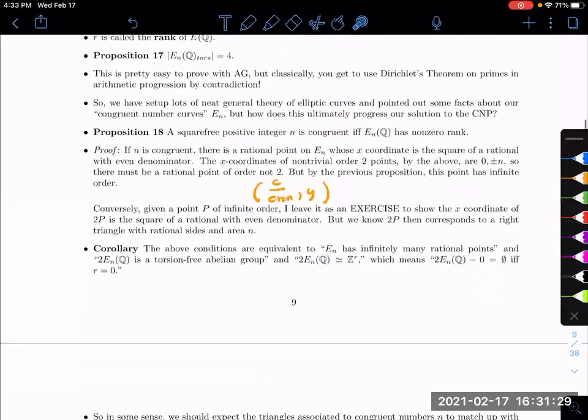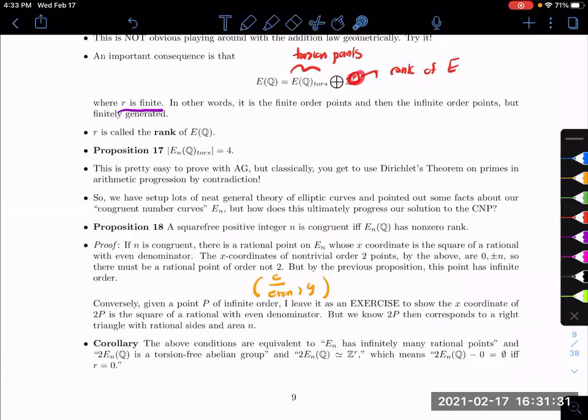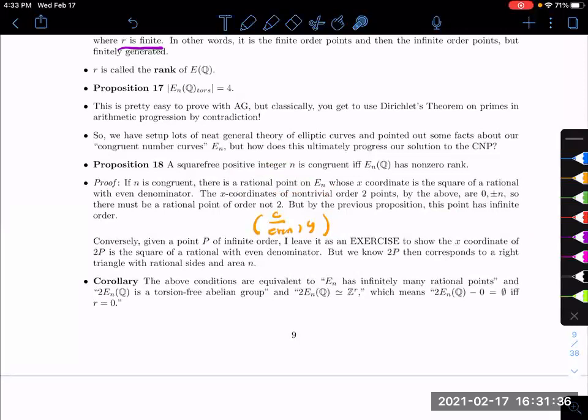Now, conversely, let's say I have a point of infinite order. So let's say my rank is positive. So that means I have a point of infinite order. I'll leave it as an easy exercise for you. You can easily show the x coordinate of such a point, of twice that point rather, is the square of a rational with even denominator. Okay, but then what do those points correspond to? They correspond to right triangles with rational sides and area n under the previous correspondence that we started with today. So this is actually an easy exercise. You can check this. And so we've shown the result.